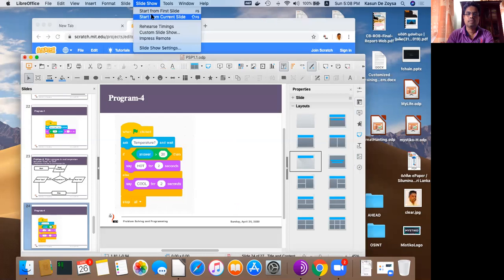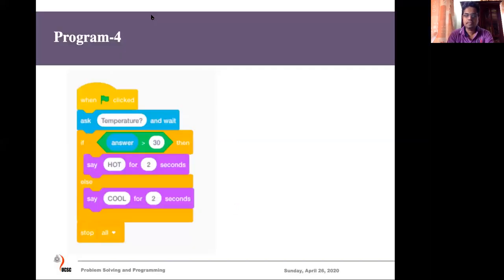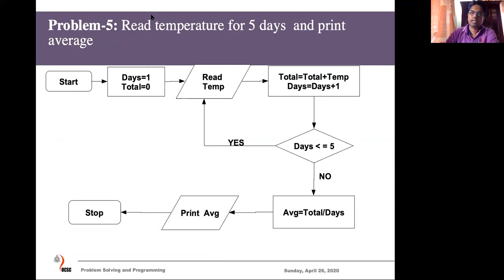Let's go back to our slides. The next problem I would like to solve is to read the temperature for 5 days and print the average of that. So far we printed the temperature and just printed hot or cool. Now I would like to read the temperature for 5 days, or in other words, 5 times, and finally print the average of these temperatures. How do I do that?